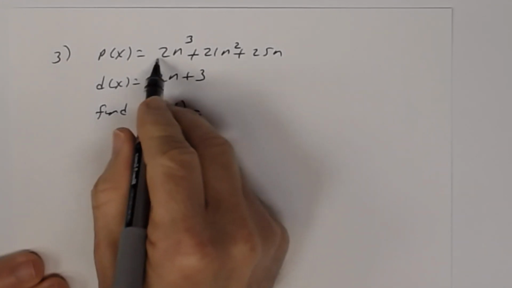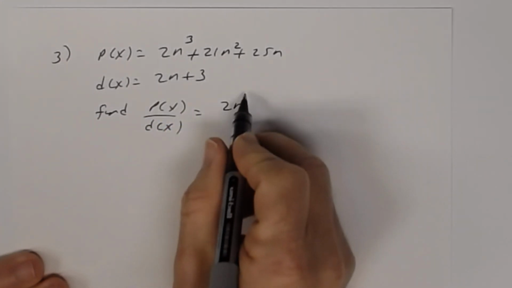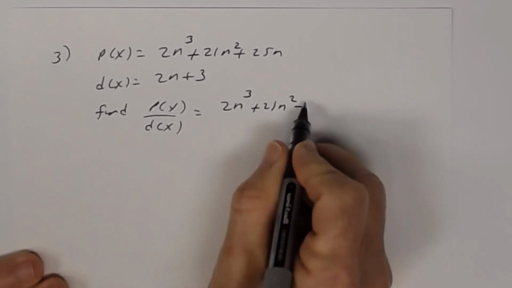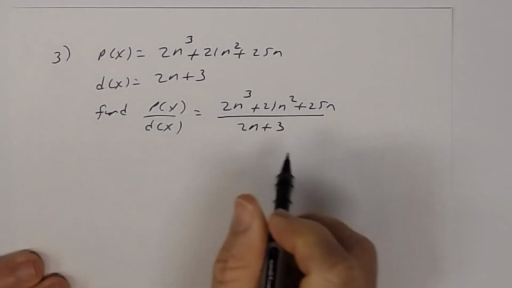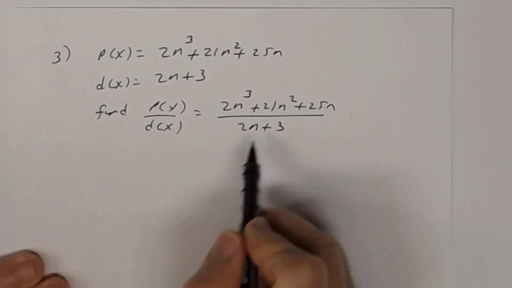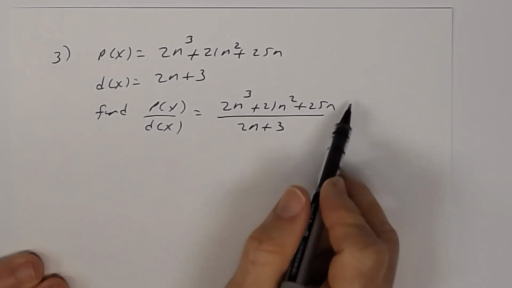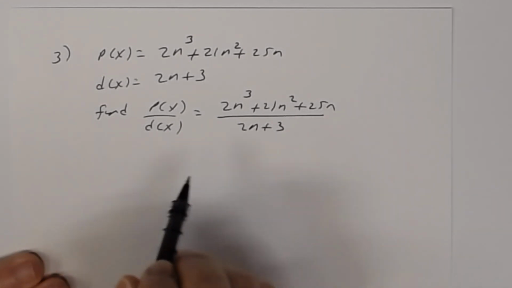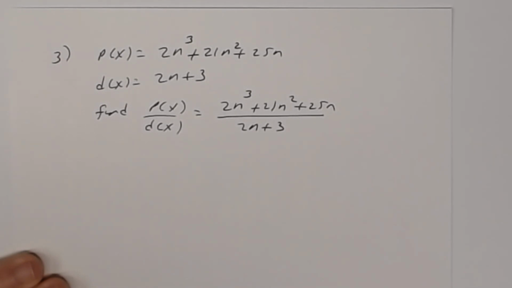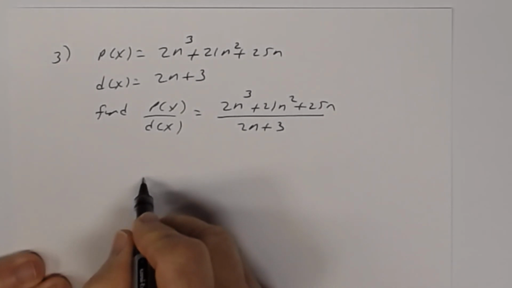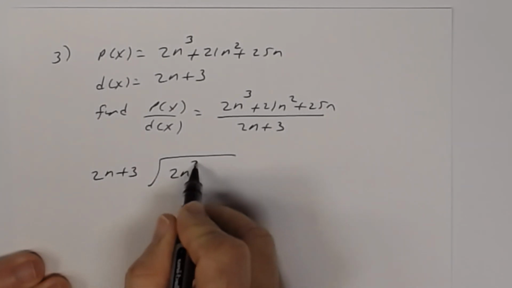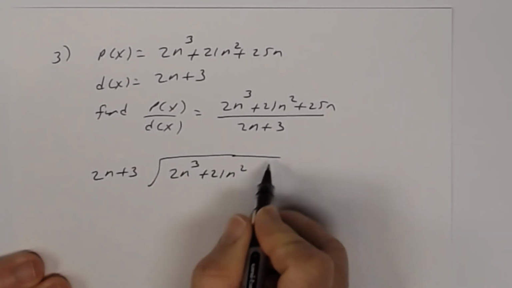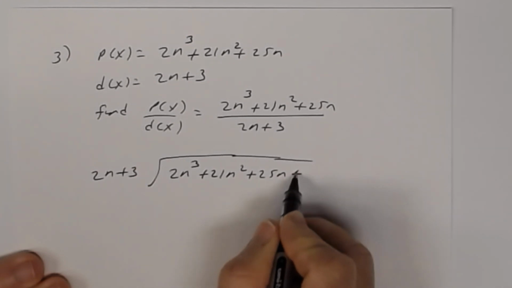So your numerator, p of x, is going to be 2n cubed plus 21n squared plus 25n. Your denominator is going to be 2n plus 3. Now remember, it's already in descending order in both cases. You are missing, though, a term. You're missing the constant term here, so you have to put 0 in your term. So when I do this by long division, I get 2n plus 3, and over here I get 2n cubed plus 21n squared plus 25n plus 0.